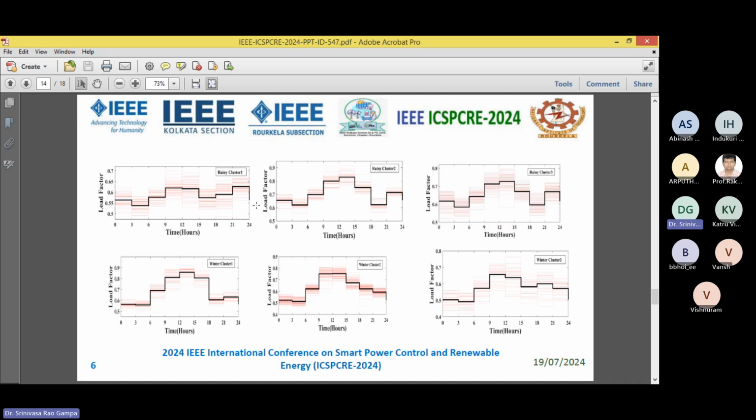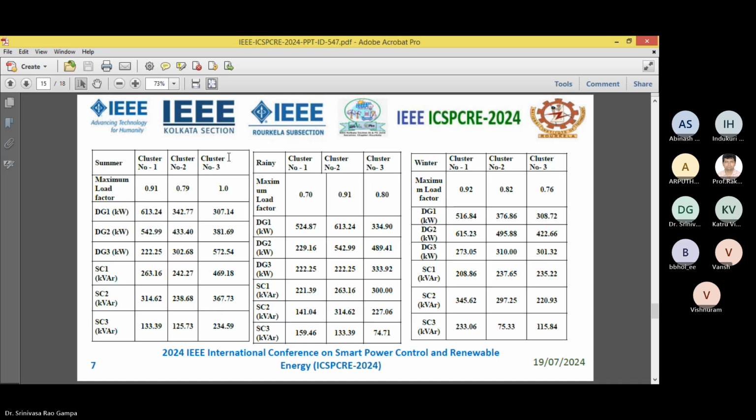And these are the results for the rainy season clusters, and these are the results for the winter season clusters. Each season is divided into three clusters. For each cluster, I consider the maximum load factor. For that maximum load factor, we have calculated the distributed generation values, DG1, DG2, DG3, and the shunt capacitor values. The requirements for each cluster we have considered separately.